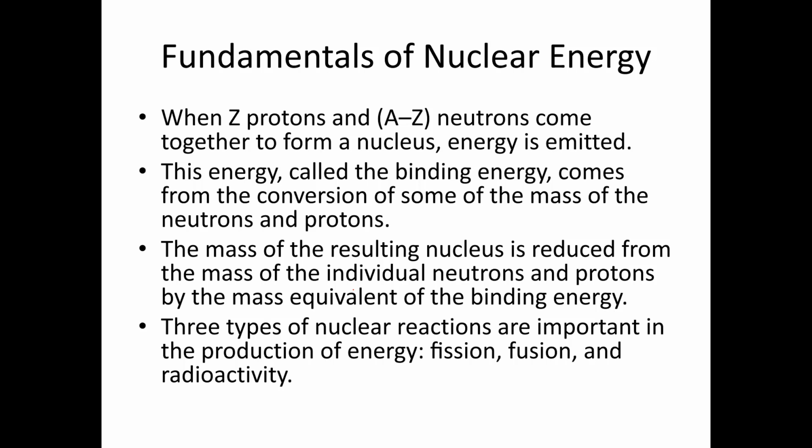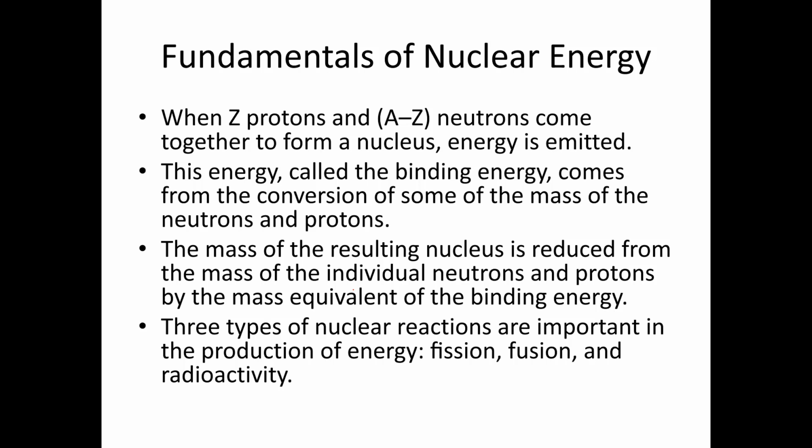So when Z protons and A minus Z neutrons come together to form a nucleus, energy is emitted. This energy, called the binding energy, comes from the conversion of some of the mass of the neutrons and protons. The mass of the resulting nucleus is reduced from the mass of the individual neutrons and protons by the mass equivalent of the binding energy.